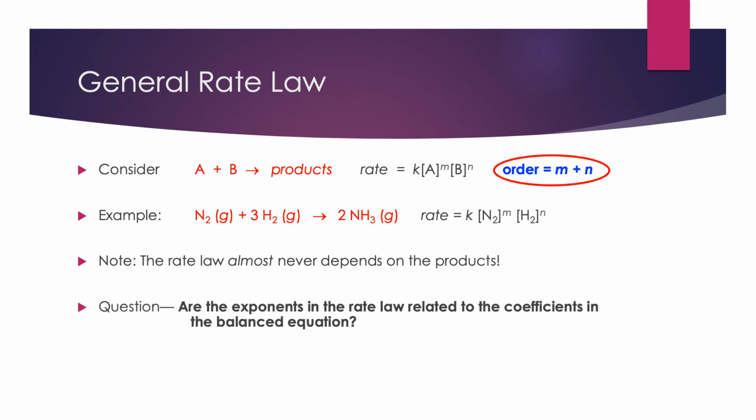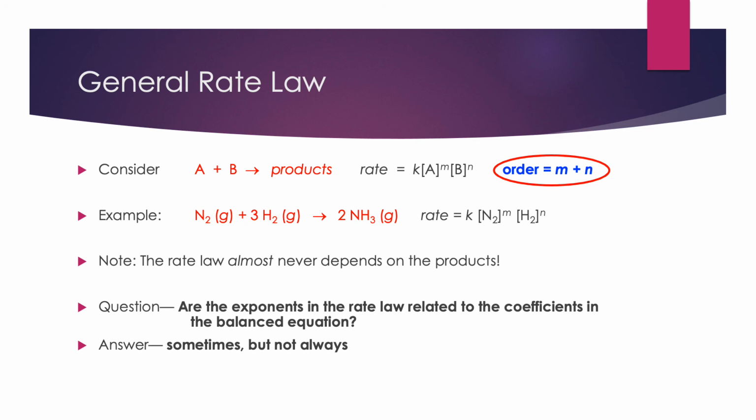So you might ask, are the exponents that I've drawn here, M and N, related to the coefficients in the balanced equation? It's a question that probably occurs to most students as they're studying chemistry. And the answer simply is sometimes, but not always. In fact, those two exponents are not related at all to the coefficients of the balanced equation. So they're something that we have to find experimentally. We can't just automatically write them down.